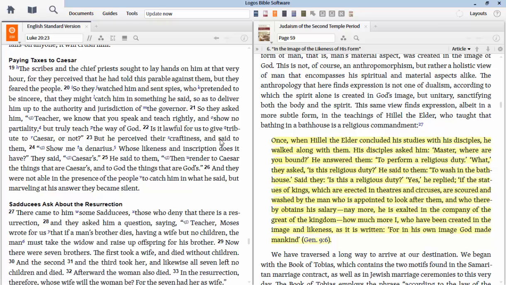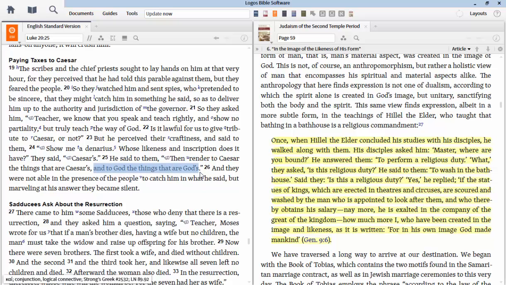But as part of his answer, Jesus says, "Show me a denarius. Whose likeness and inscription does it have?" They said, "Caesar's." All right, so if this coin had the image of Caesar, then render to Caesar the things that are Caesar's. Okay, the coin has the image of Caesar, so give the image to Caesar. Give Caesar's image to Caesar. And to God the things that are God's.